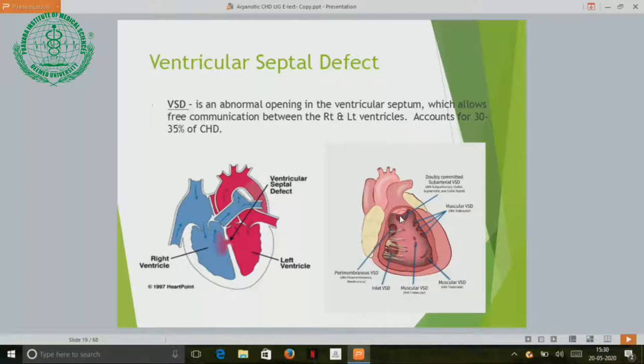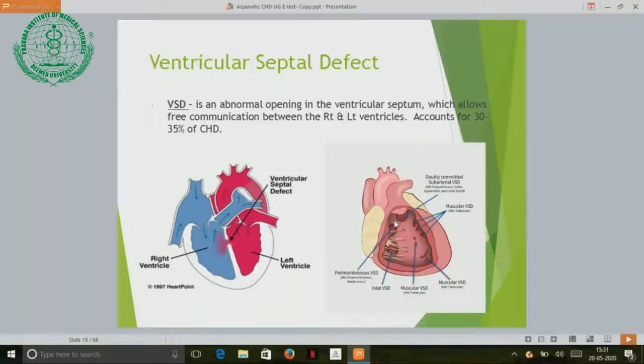If the VSD is located in the outlet portion, this is the pulmonary artery. If the VSD is located in the outlet muscular part of the interventricular septum, they are called outlet muscular VSDs, or they are also called supracristal VSDs, because they are located above the crista supraventricularis. Crista supraventricularis is a ridge which separates the smooth outflow tract of the right ventricle from the trabeculated part of the right ventricle. If the VSD is located above this crista supraventricularis, it is called supracristal VSD.